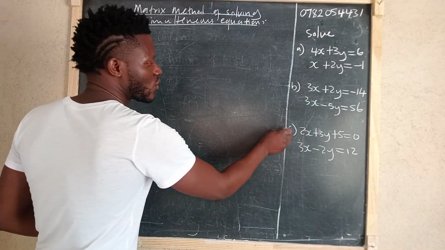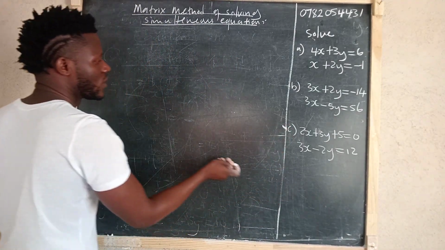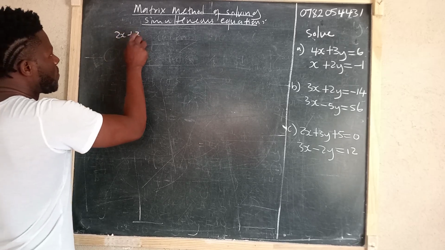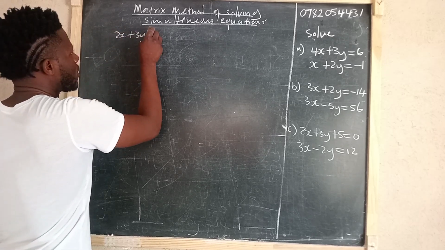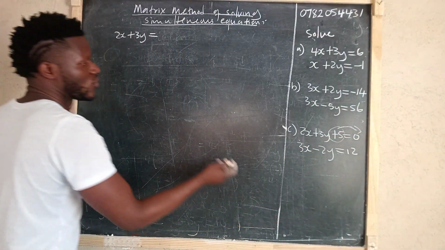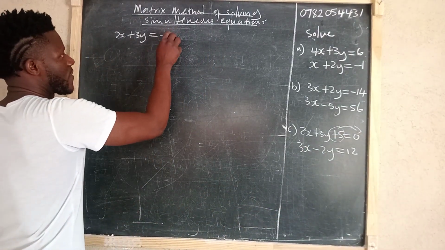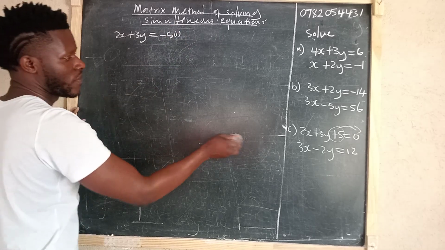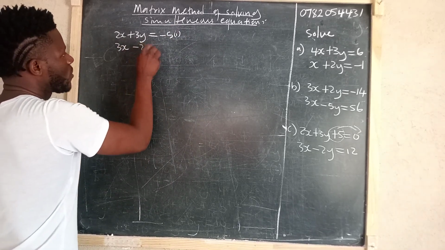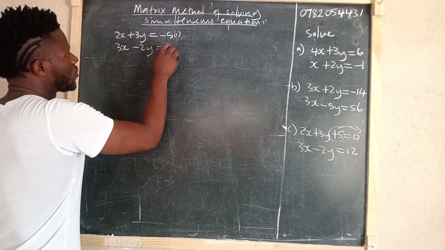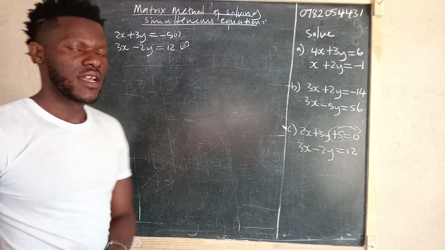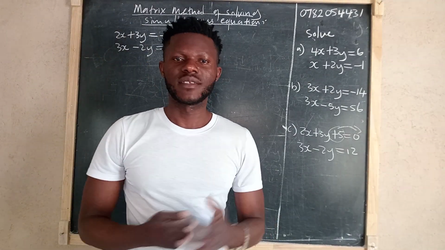Let's say we are going to solve equation number C using the matrix method. The equation is 2x plus 3y equals, we regrouped this one to the other side, so it becomes -5. That is equation 1. Then 3x minus 2y is equal to 12. That's equation number 2. We want to use the matrix method.